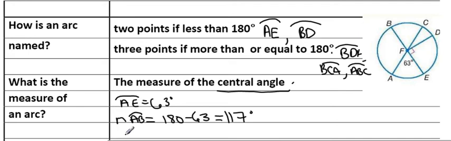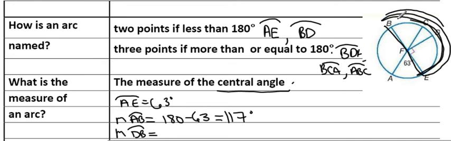Okay, another example. Let's say I wanted to find minor arc DB. Well, if these two arcs together are 180 degrees, because this is a semicircle here, and 90 degrees has already been used, then 180 minus 90 would leave 90 degrees for arc DB.